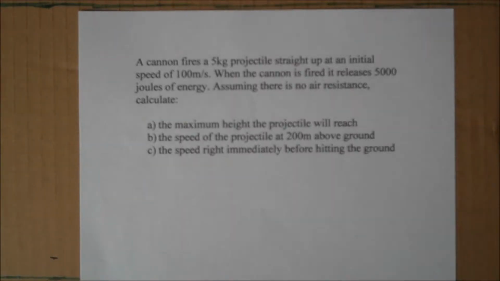Today we'll be doing a problem that has to do with projectiles and energy. The problem reads: a cannon fires a 5 kilogram projectile straight up at an initial speed of 100 meters per second. When the cannon is fired, it releases 5,000 joules of energy, and assume there's no air resistance. We want to calculate A, the maximum height the projectile will reach, B, the speed of the projectile at a given height, and C, the speed immediately before hitting the ground.